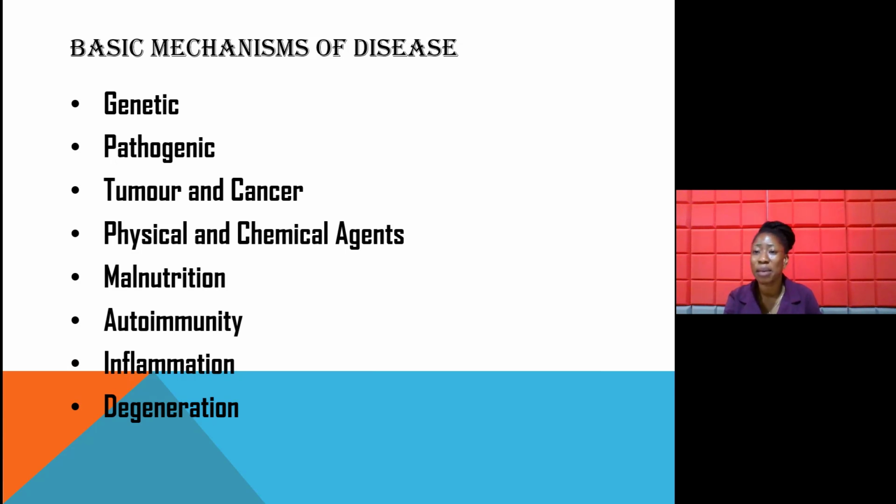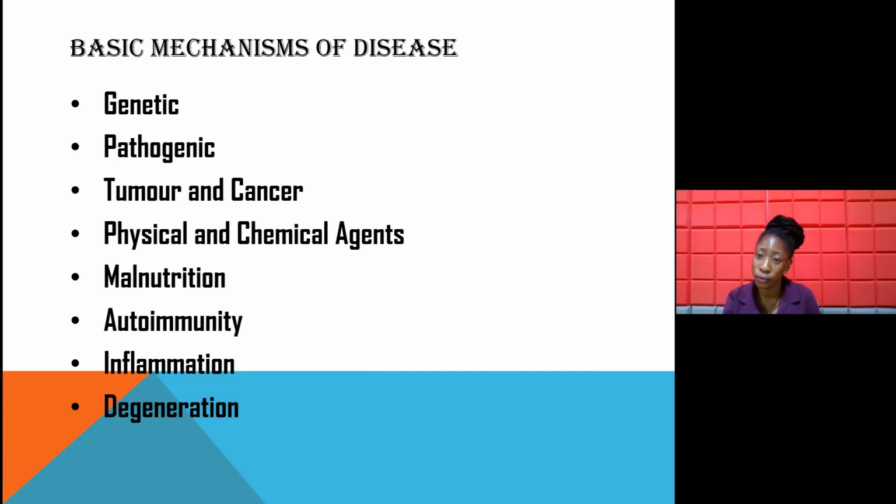Then physical and chemical agents, all these toxic substances, weather, anything around, pollution, they are part of the things that cause disease. Then malnutrition, the kind of food that we eat also contributes to the disease process. If you are malnourished, the body will not be able to fight infection. The immunity will be low.